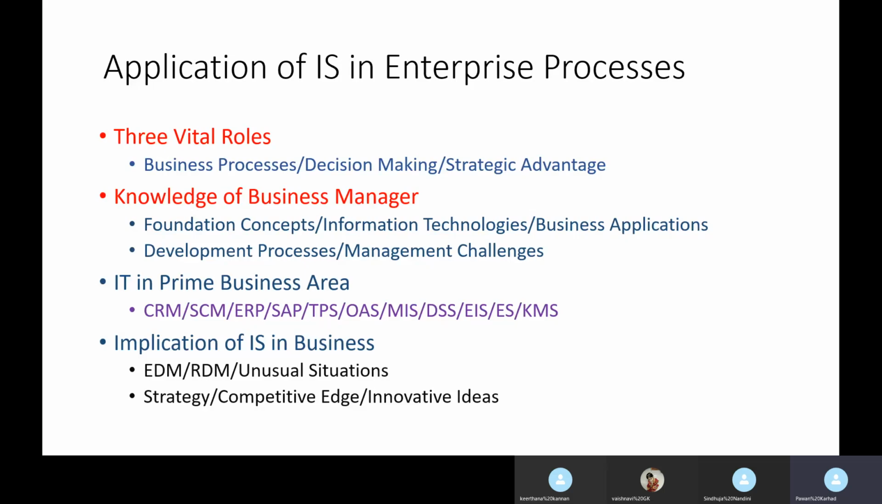After that, a short note may come on what is the significance of IT in prime business area. Now what IT will be used in business area. You are supposed to write that IT can be used for customer relationship management, supply chain management, ERP can be installed, SAP can be installed. Then you can write the benefits of TPS, OS, MIS, DSS, EIS, ESKMS. Just make sure that you write only 10 points.